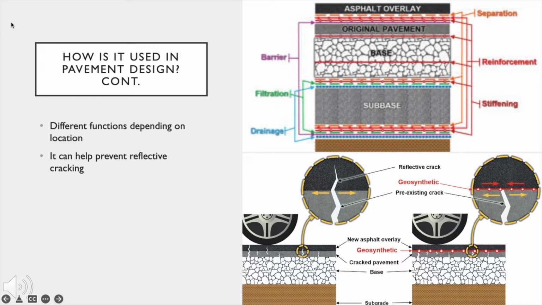So an example of this is reflective cracking. It can actually help prevent reflective cracking. Reflective cracking is when the original pavement cracks, and then it actually encourages the cracking to go upwards to the surface of the road. But when you add a geosynthetic layer, the cracking distributes along the layer, and it doesn't actually reach the new asphalt overlay, which is seen in the image below. So the left side shows how the cracking reached the new asphalt, and the one on the right shows where it stopped where the layer was put.